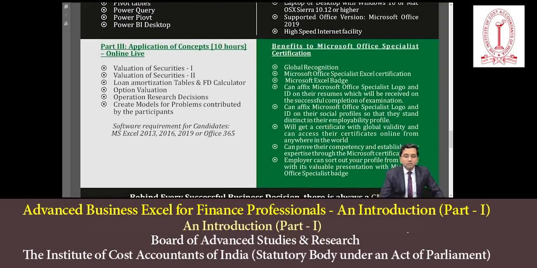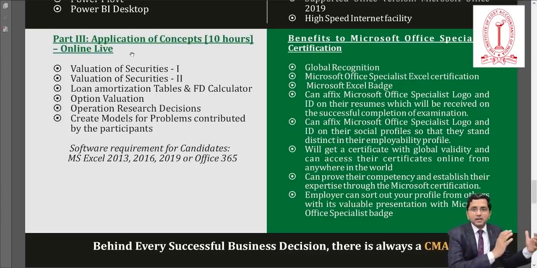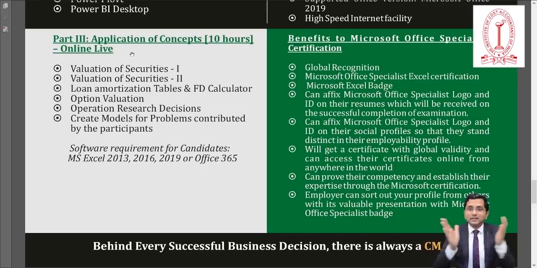The most important part which I will be delivering in this course will be application of concepts. You know what happens? Usually we keep two things separate. One, we learn Excel separately. Number two, we do our practical assignments and examination questions separately. But actually we need to merge these two things. That is, application of Excel in real life situations.